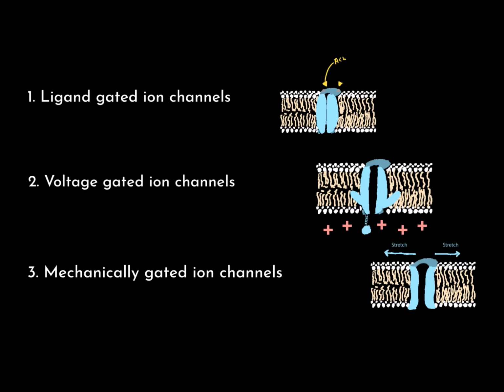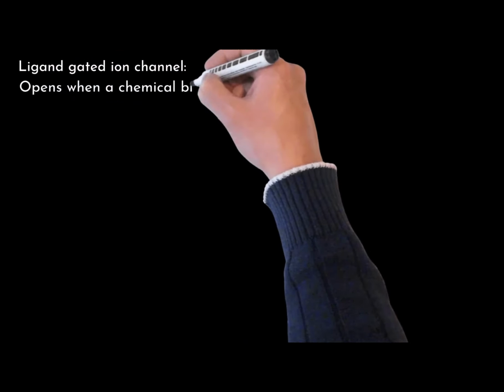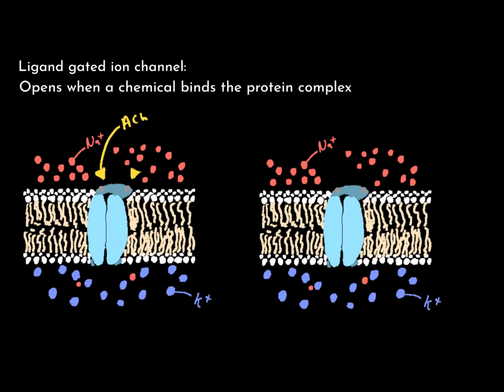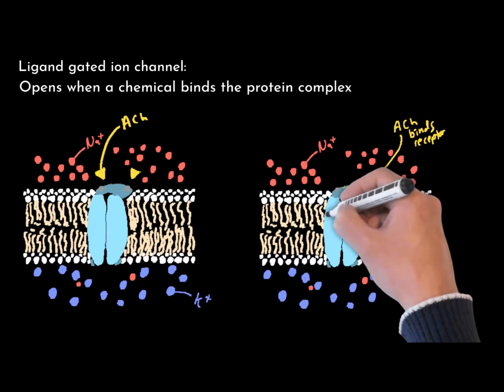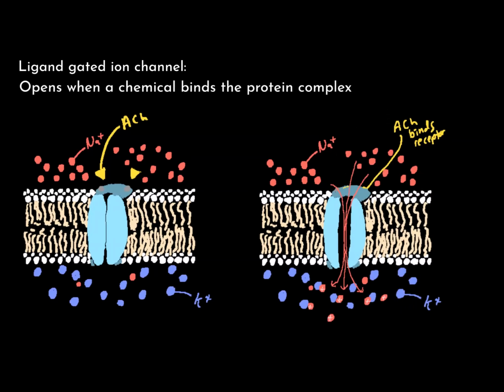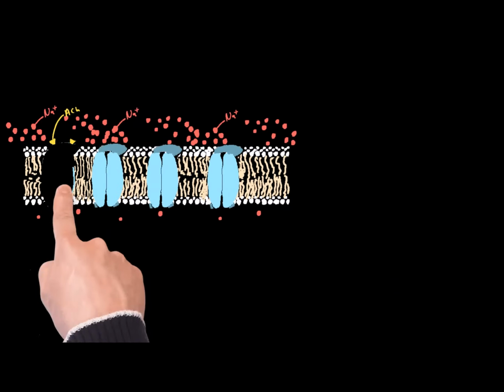Starting with ligand-gated ion channels, we'll use as an example the nicotinic acetylcholine receptor, which we find at the neuromuscular junction and a lot of other places. This receptor allows sodium to cross the membrane, so positive charge enters the cell, which we call depolarization. The acetylcholine receptor opens when it binds to acetylcholine, its ligand.